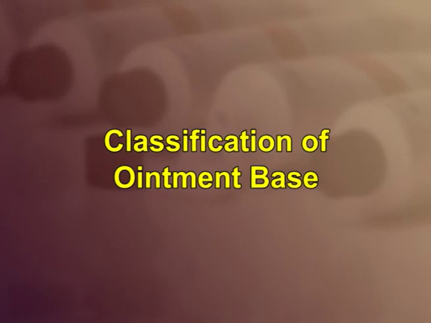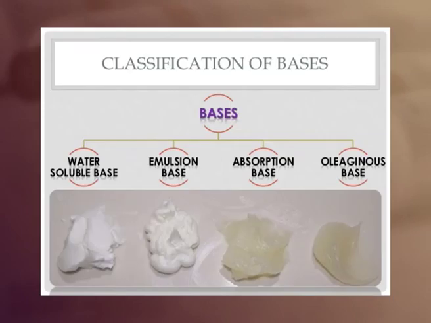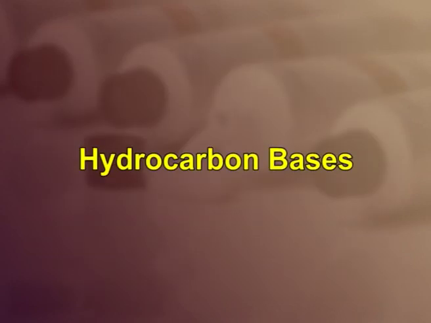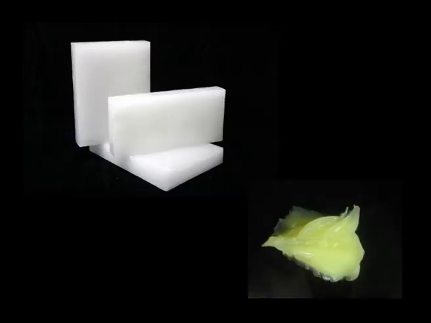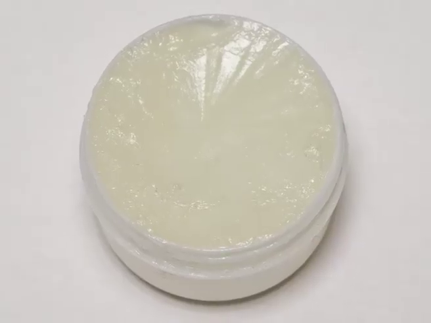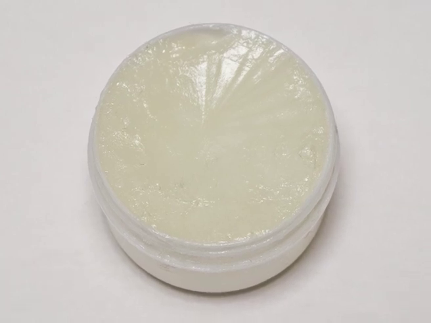Classification of ointment bases. This is an important part in which four different classes of bases are available: hydrocarbon base or oleaginous bases, absorbent base, emulsion base, water soluble base. Let's look one by one. Hydrocarbon bases. These are the semi-solid hydrocarbons obtained from petroleum. Example: hard paraffin, yellow soft paraffin, white petroleum, and gelled oleaginous vehicle.